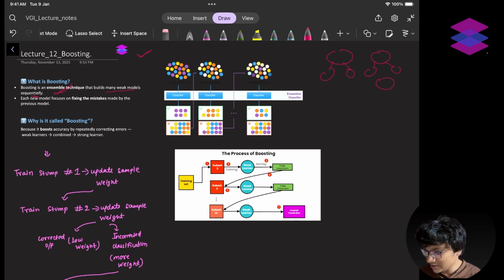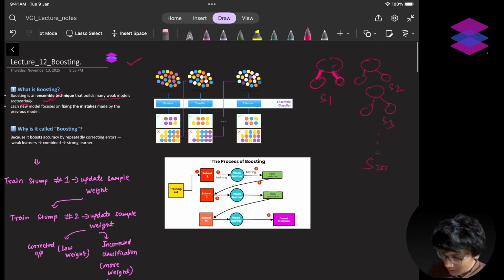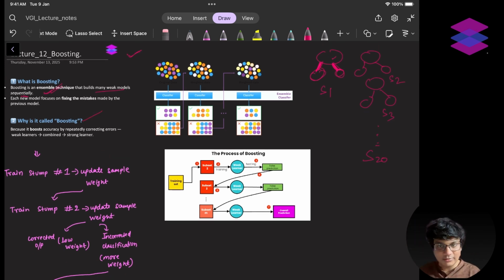Let's say a tree has a root node with only one split, so it is directly connected to the leaf nodes. This tree has a depth of one. This is called stump one, this is stump two, this is stump three. Similarly, if you have 20 stumps, it means you have 20 weak learners, correct? Now let's understand why it is called boosting, because you have some base model. Let's say you have a training set. With your training set you take some subset of it and train your model, and you get some accuracy and some error.